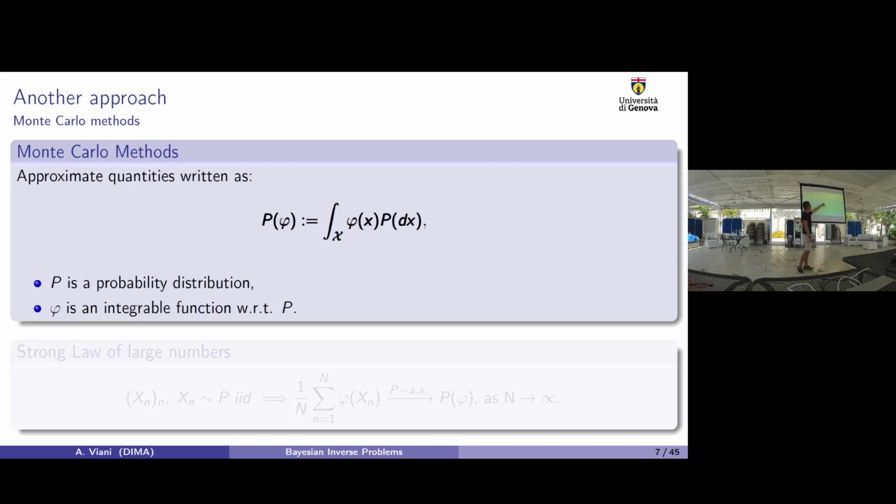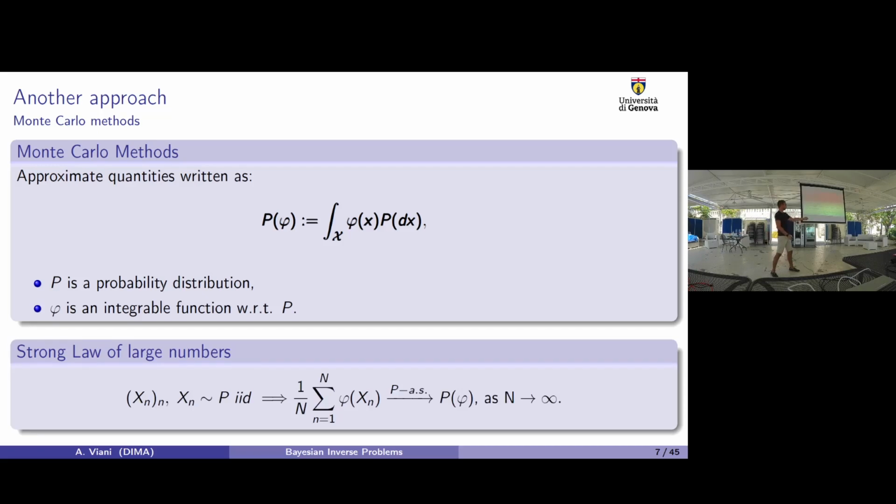This is the expectation of phi with respect to p. But commonly we use in probability theory the notation p of phi. This is the expectation of phi using the measure p, that is the measure that is induced by the random variable x, the distribution of x. Okay, so how can we get an approximation of p of phi, so that integral, with a Monte Carlo method using the law of large numbers?